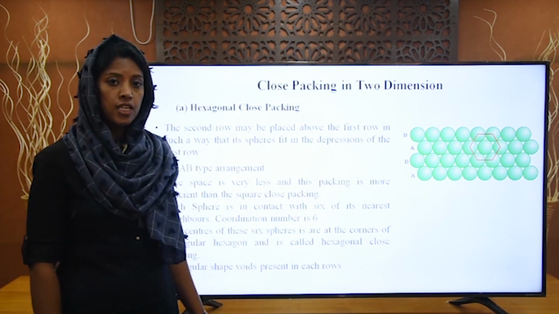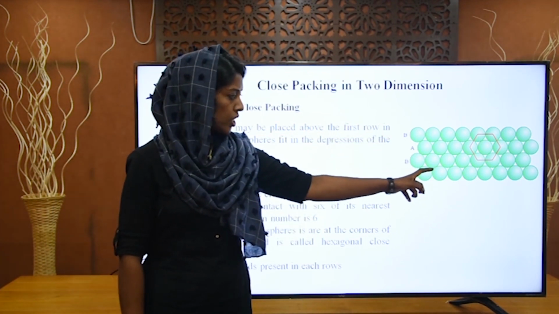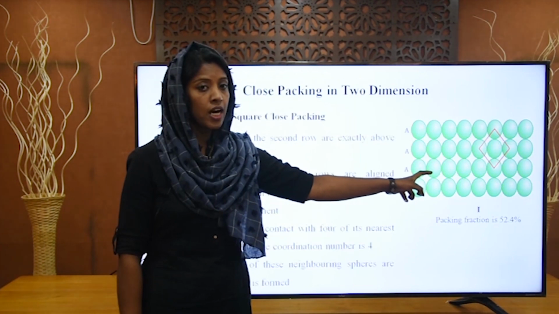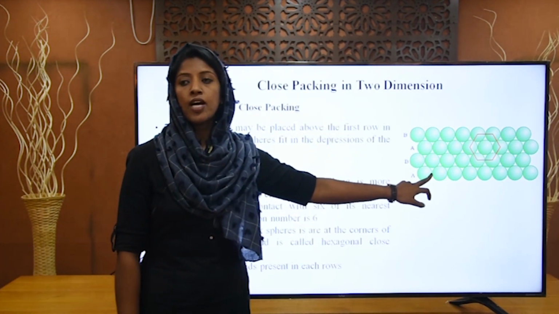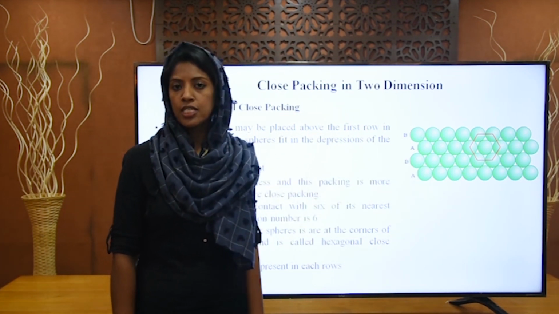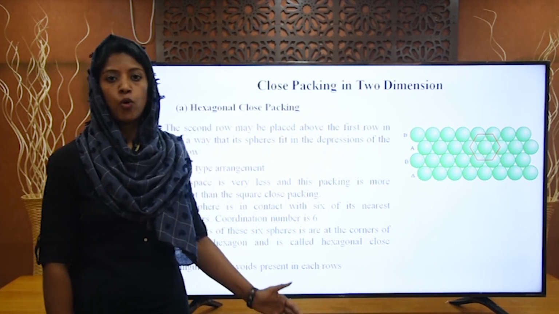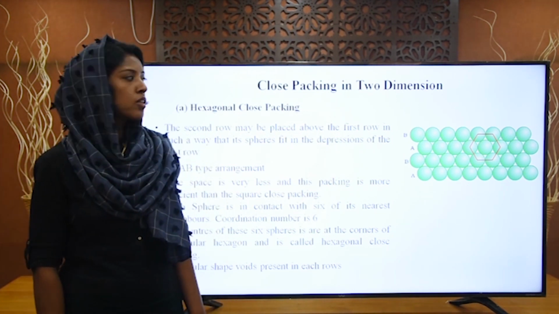Here we can see triangular voids. Here two types of voids are there. These are all triangular in shape. In the first row, we can see that the apex of the triangle is pointing downward and in the second row, we can see the apex of the triangle is pointing upwards. Now let us see close packing in 3 dimensions.